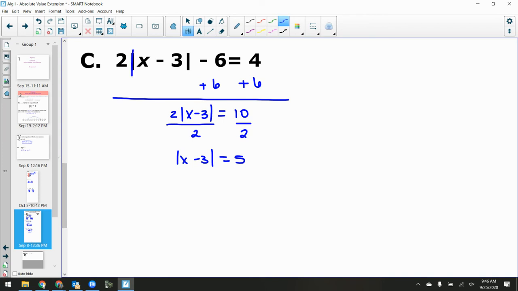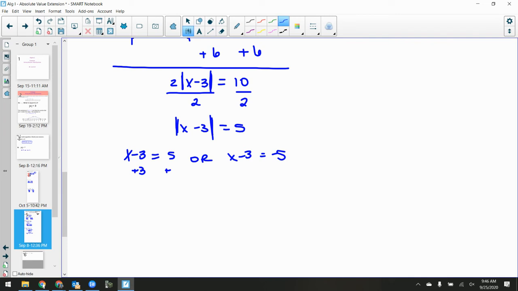We gotta add those lines. You got to keep them there until the very end. Then you say x minus 3 is 5, or x minus 3 is negative 5. So we add 3 everywhere. We get x is equal to 8, or x is negative 2.